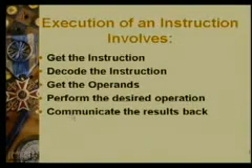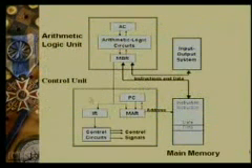And finally, communicate the results back. Where exactly will these results be returned? All these results will be returned to the main memory, to the position where the results are to be stored. So in a nutshell, what is the instruction execution? Get the instruction, get the operand, operate upon whatever the data is, and store the results back to the main memory.